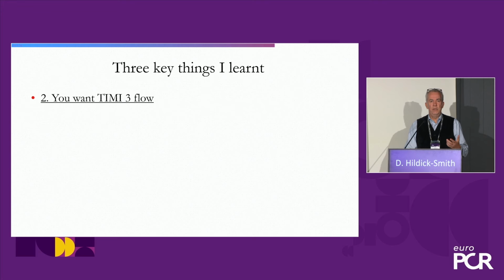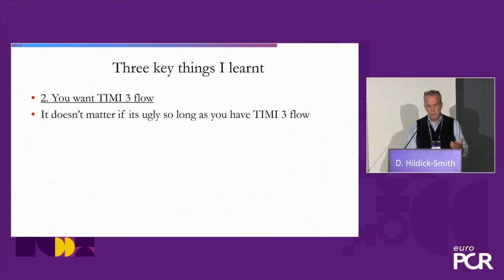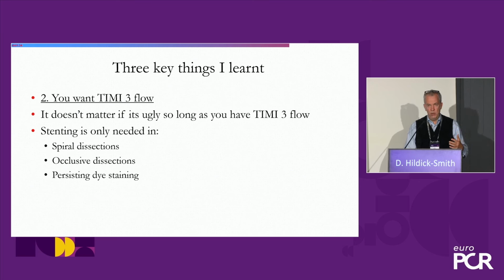The second thing is you need to get TIMI3 flow. So TIMI3 flow trumps a lot of the other characteristics. It can be pretty ugly at the level of the dilated segment. It can be something we're not used to, dissection, lucency, etc. But if you have TIMI3 flow, that is a key thing that you are looking for. You only need then to stent as a bailout phenomenon if you have, for example, a spiral dissection or an occlusive dissection, obviously, or persisting dye staining in and around the media and adventitia.